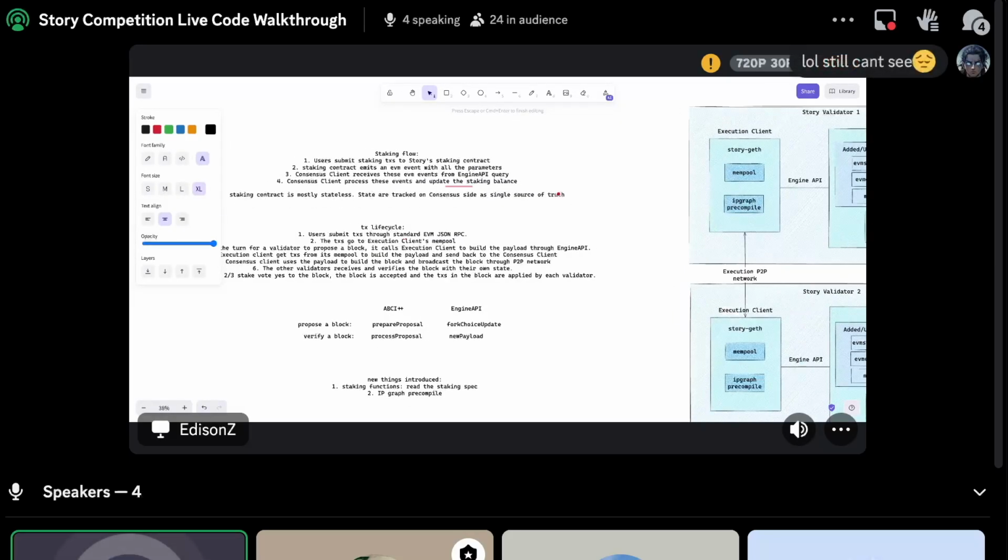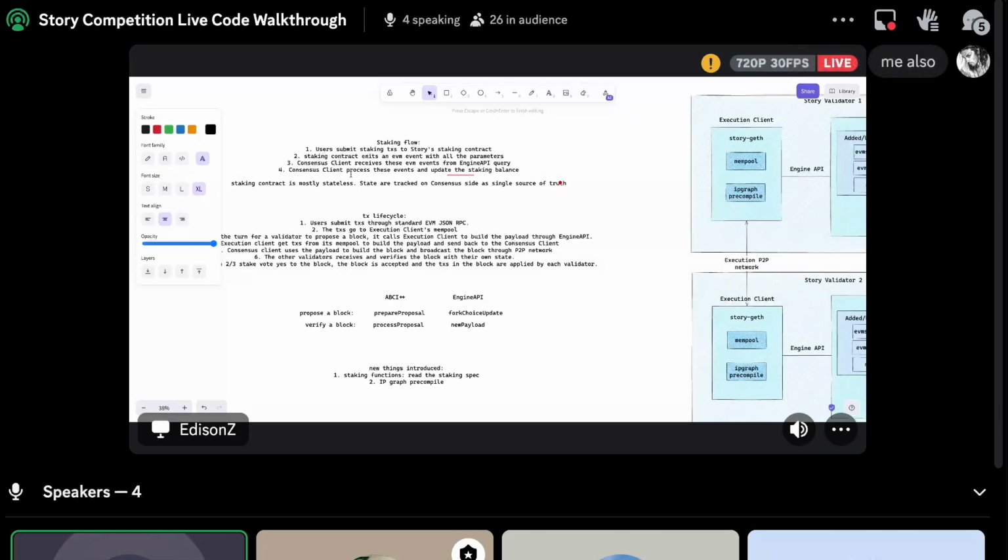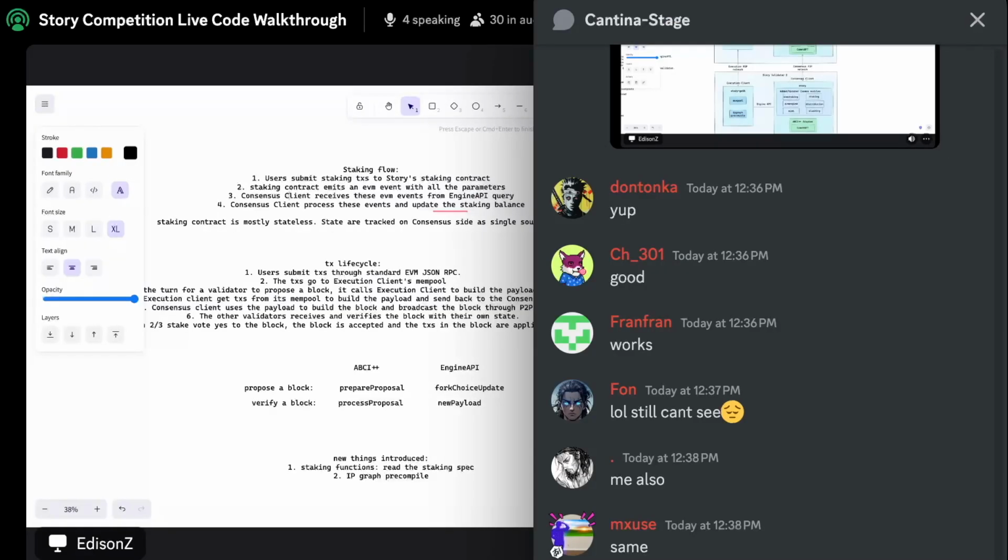events are actually received by the consensus client through the engine API query, and then the consensus client will process these events and update, for example, the staking balance and other parameters, the states in the consensus client. So our staking contract is mostly stateless.